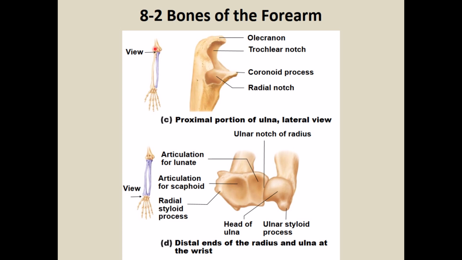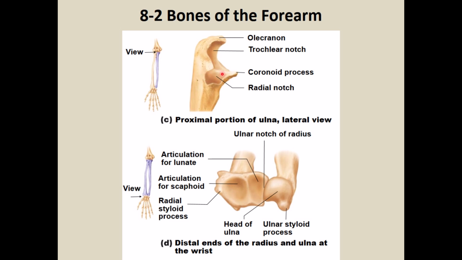Okay, so this is the proximal view of the ulna. Side view. This is the olecranon. This area is olecranon. So normally it's located posteriorly, and this is the trochlear notch where it articulates with the trochlea of the humerus. This is the coronoid process, and when you flex your elbow, that goes to the coronoid fossa of the humerus. And this is the radial notch, which means it's an impression of the radial head. This is where the radial head articulates with the ulna.